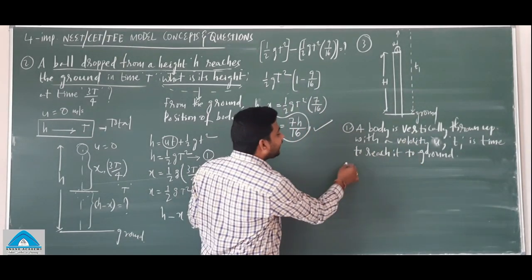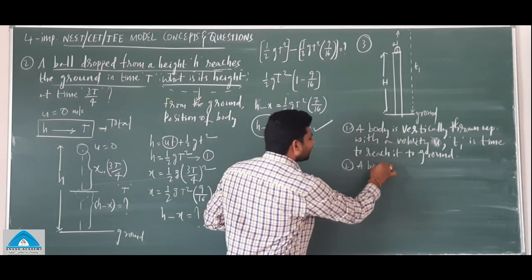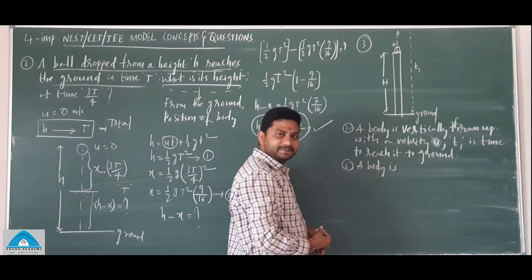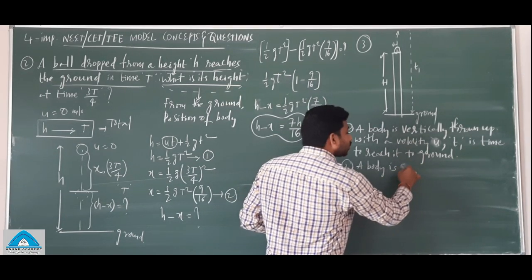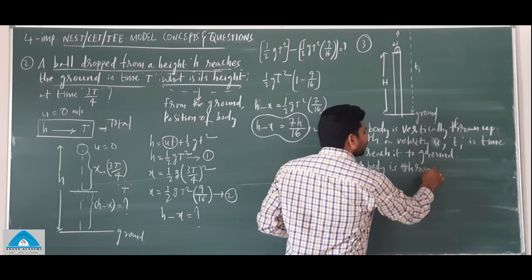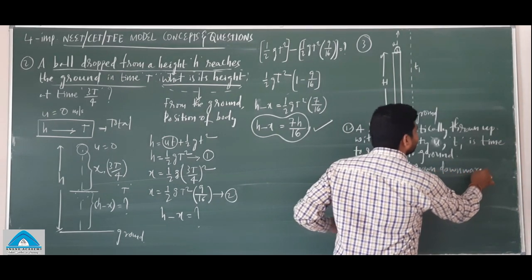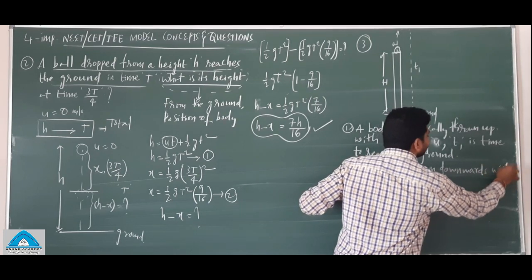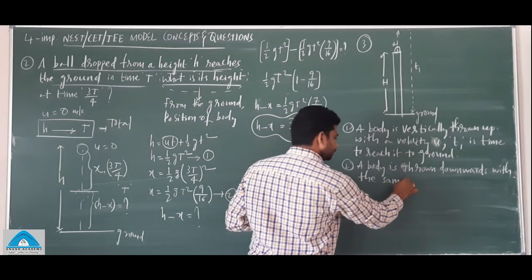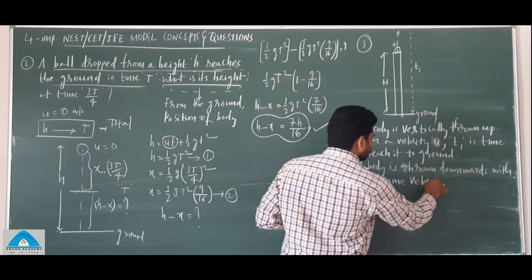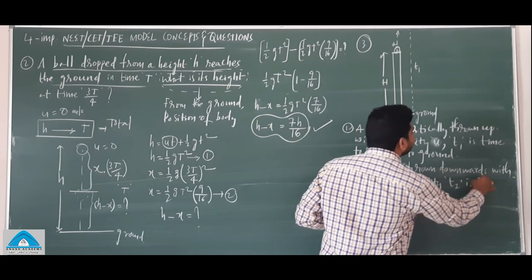In the second case, a body is thrown downwards with the same velocity. In this case, t2 is the time taken.